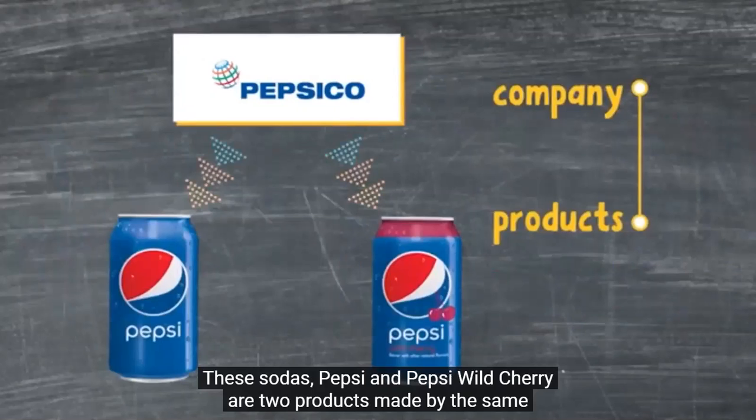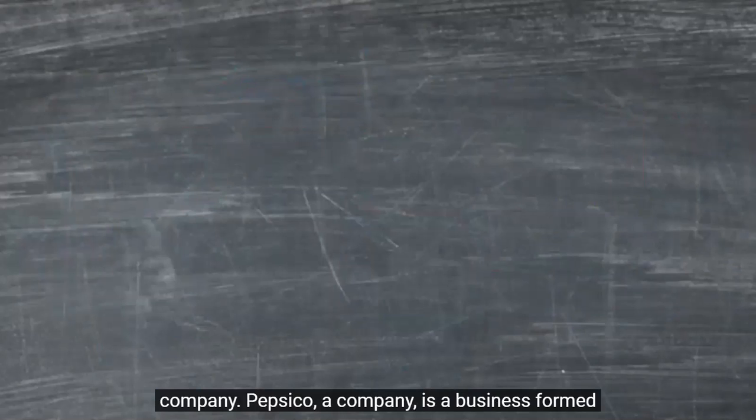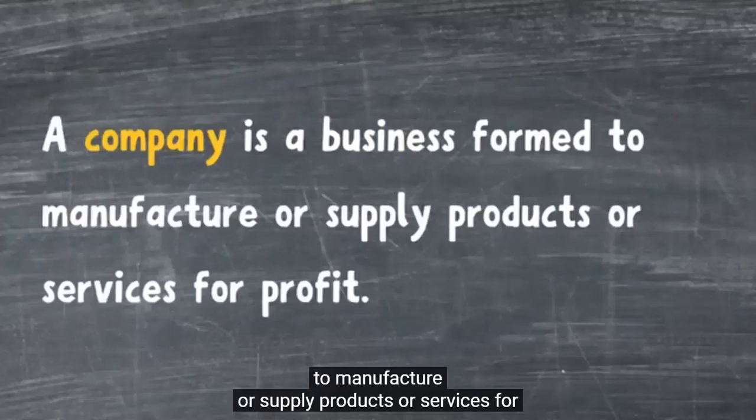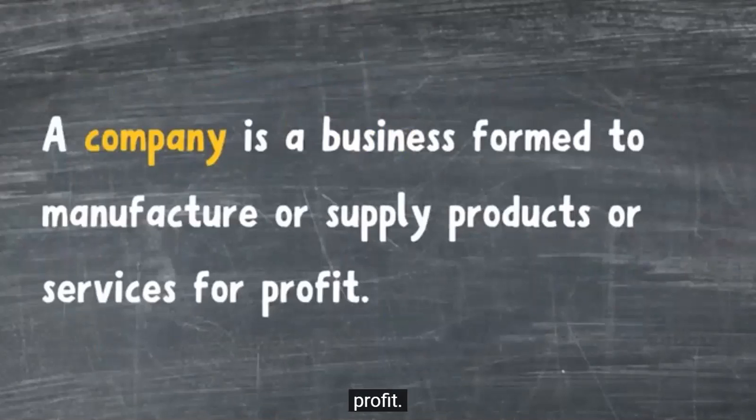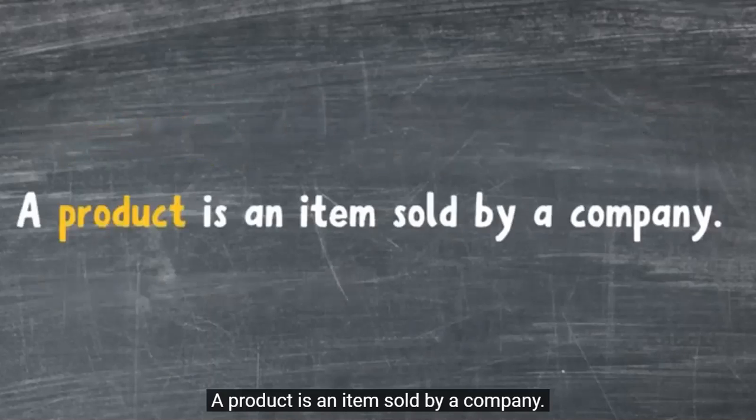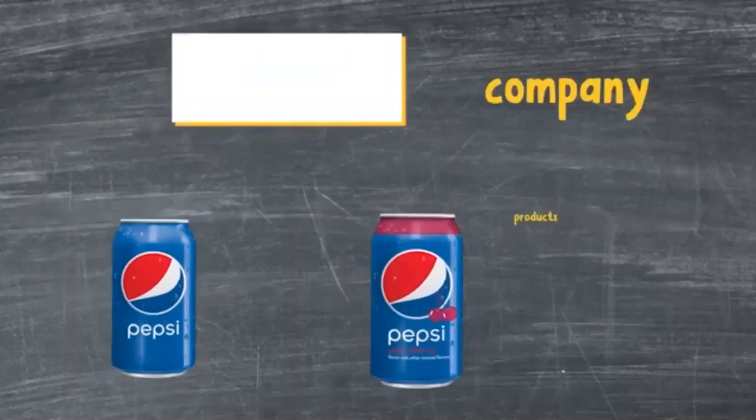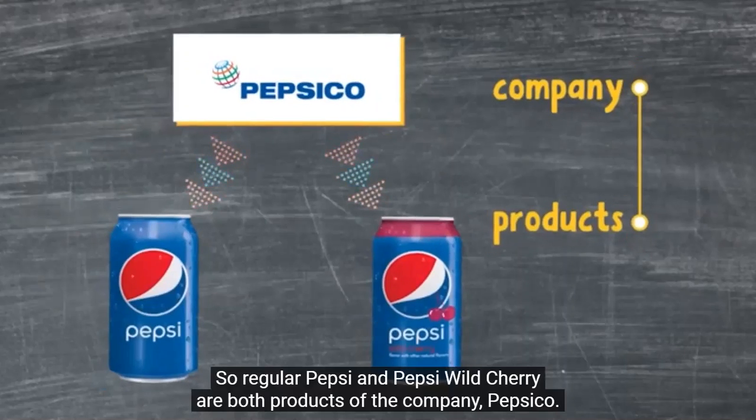Sodas, Pepsi and Pepsi Wild Cherry, are two products made by the same company, PepsiCo. A company is a business formed to manufacture or supply products or services for profit. A product is an item sold by a company. Regular Pepsi and Pepsi Wild Cherry are both products of the company PepsiCo.